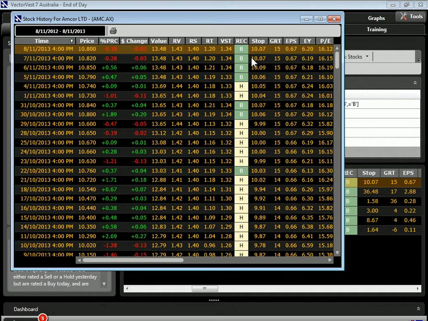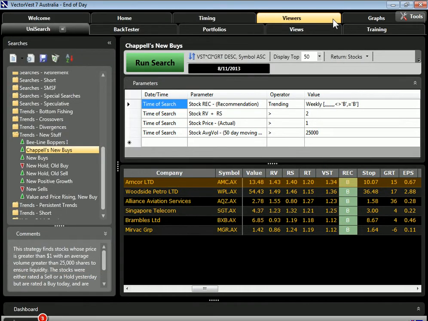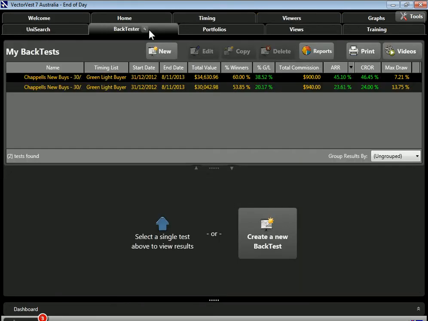We're going to run some testing over the last calendar year and see how well this strategy would do if we just took the very top stock from this search on the day of a green light and held them up until a confirmed down call unless they hit their stops along the way. So to do that, I'm going to go ahead and close out of this. I'm going to go up to the back tester tab, and in here I'm going to click New.